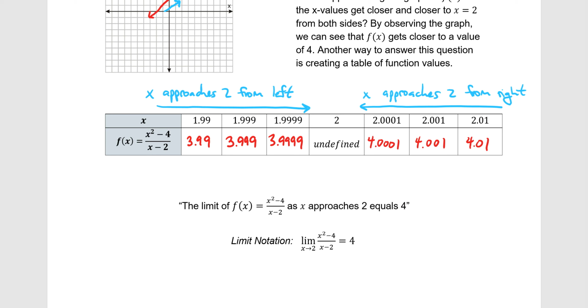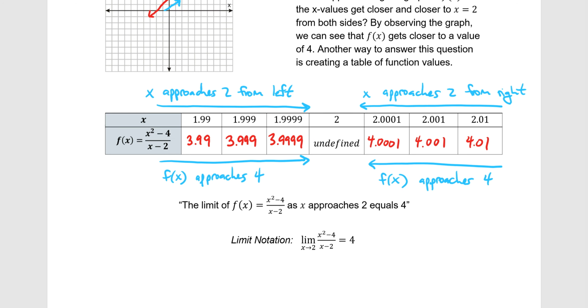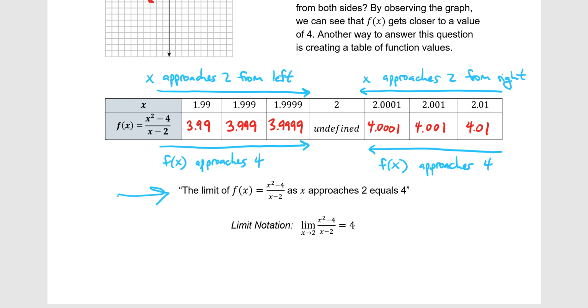Okay, so we want to see what these function values are approaching as x is approaching 2. And it's pretty clear that on both sides of x equals 2, the function is approaching 4, right? It looks like once we get over here, both of those function values from the left and from the right are getting closer and closer to 4. So what we would do here is we would read this, like I have right here, as the limit of f of x equals x squared minus 4 over x minus 2, as x approaches 2 equals 4. And then here is limit notation, which I'm going to introduce formally on the next page.